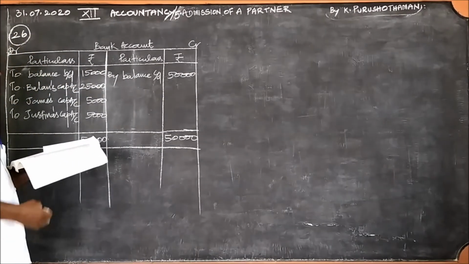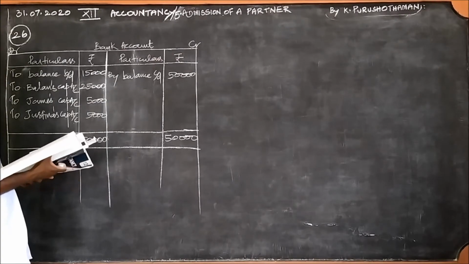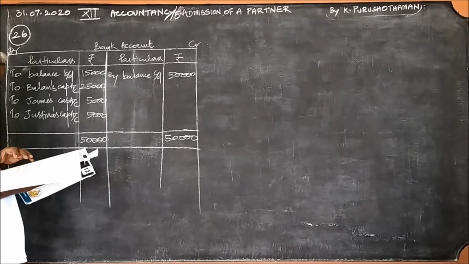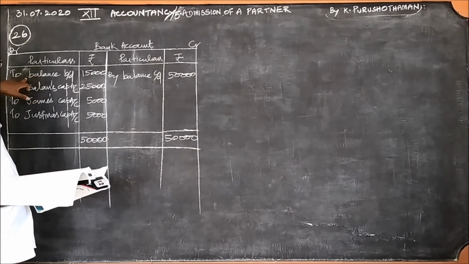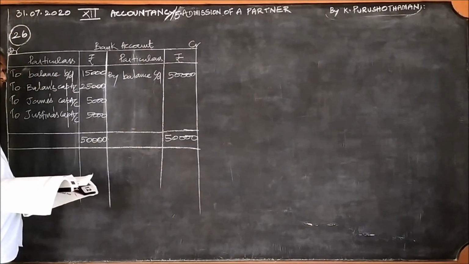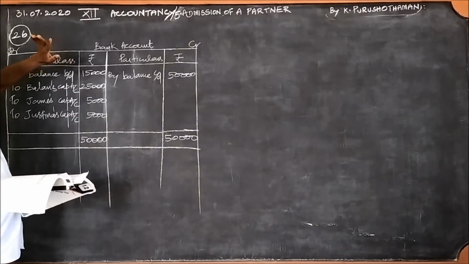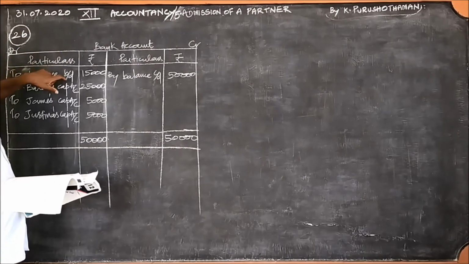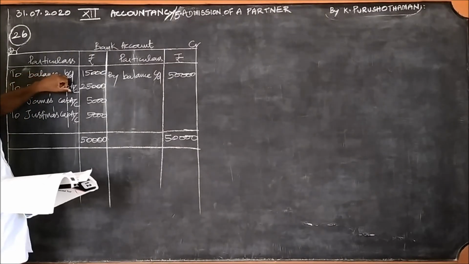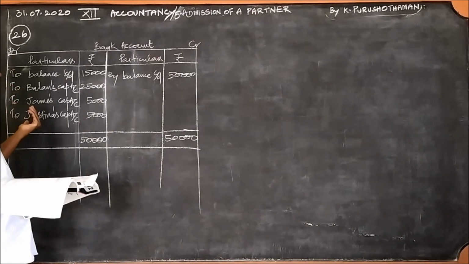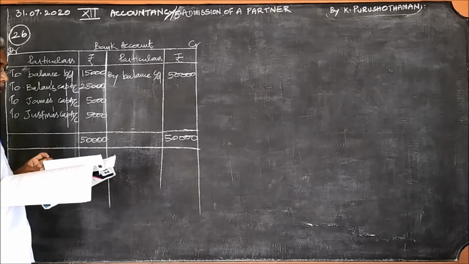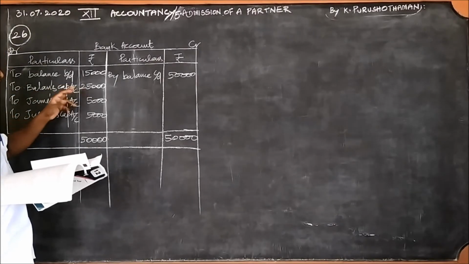In this, you go to the balance sheet. What is the bank amount given there? You see, it is 15,000. You write it as to balance brought down. In the capital account, I repeat, the capital amount is written as by balance brought down. Here the bank amount from the balance sheet is written to balance brought down. And the capital brought in by the new partner, Bolan, that is 25,000 he brought in. So that amount goes to balance capital account.